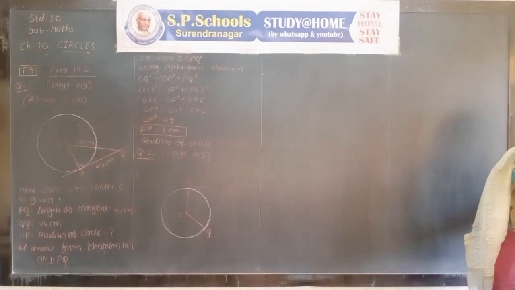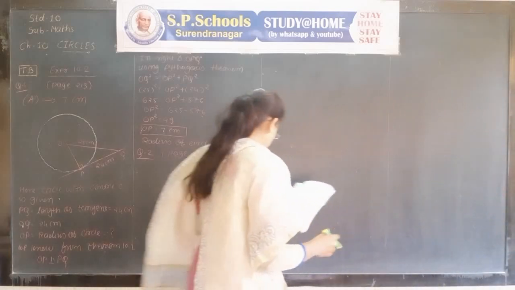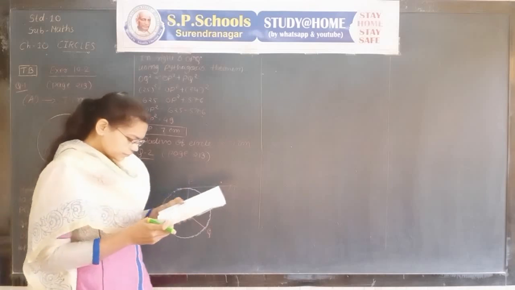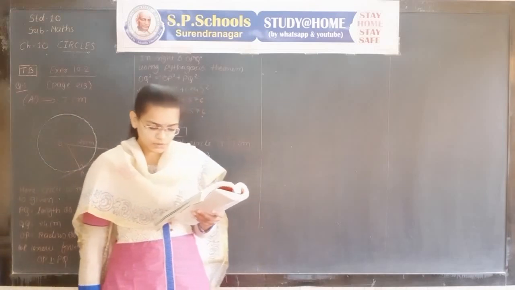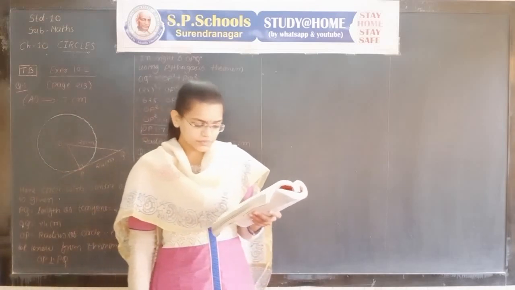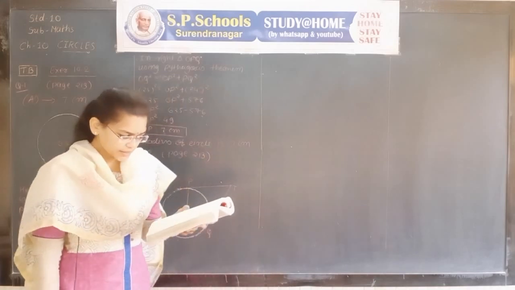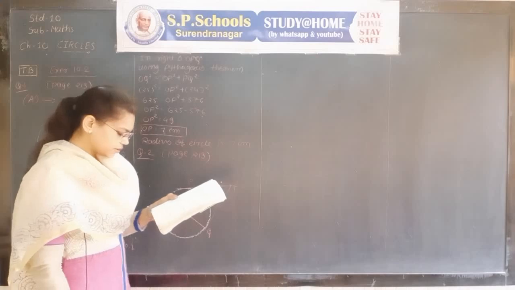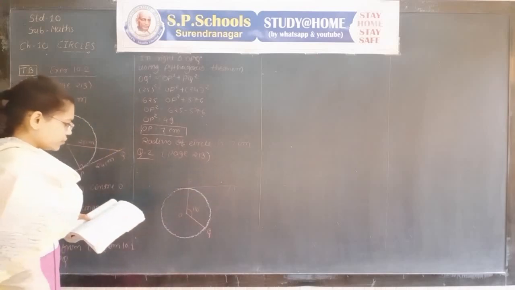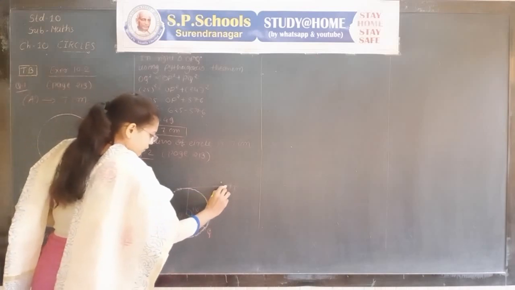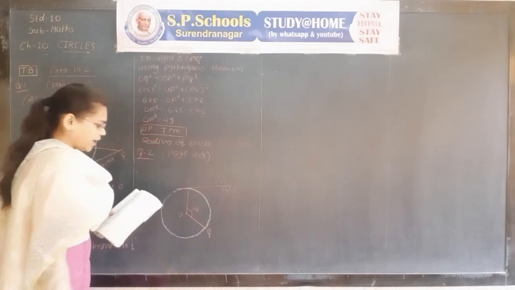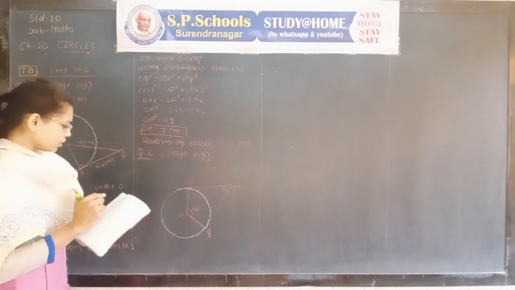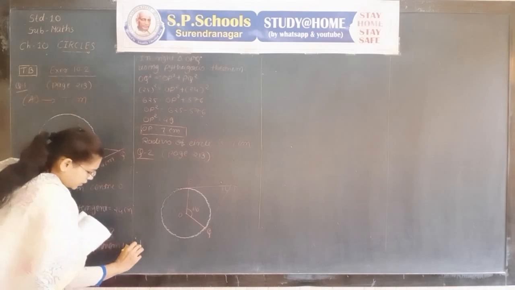Now see the question. In figure 10.11, the figure is given in your textbook. TP and TQ are two tangents to a circle with center O, so that angle POQ is equal to 110 degrees. Then angle PTQ is equal to what? We need to find this angle. There are two methods to solve this sum.